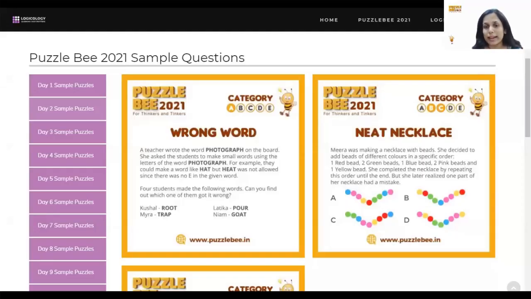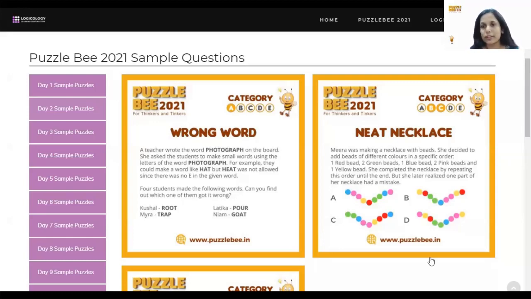Yeah, here we go. All right, so on day 2 we had 3 different puzzles. For category A, which is grades 1 and 2, there was this puzzle called wrong word. For categories B and C, so that was grade 3 to 6, there was a puzzle called Neat Necklace. And then there was Super Snacks for categories D and E, which is essentially grade 7 to 10. So let's get started with the solution for wrong word.